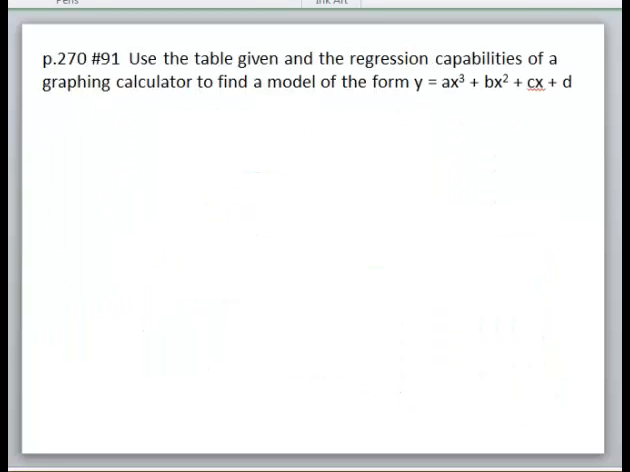This next one, you need to ask me to do during class, because what we need to do is review how to use the table and use the regression capabilities of the calculator to find this equation. So please, please, please remind me to do this with you in class. If you'd like to, it'd be good for you to try it on your own to see if you can remember how to do it, but if not, I'll review it in class.